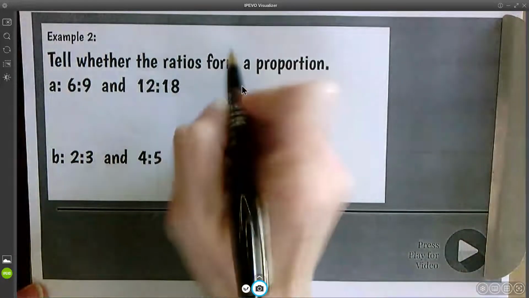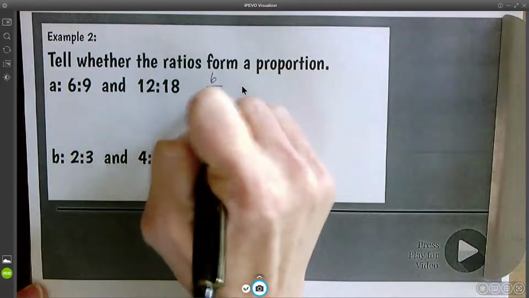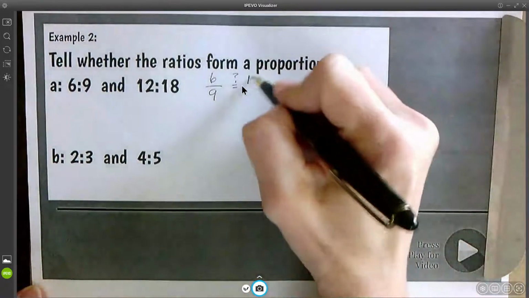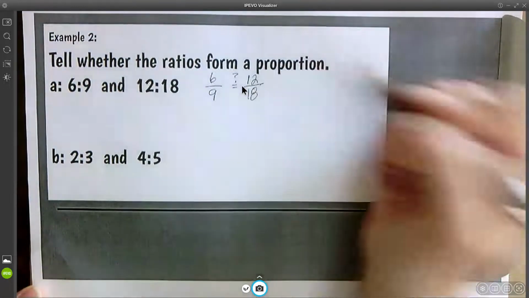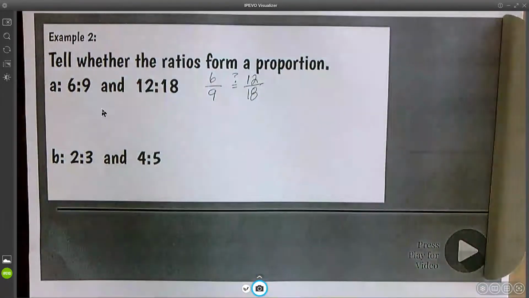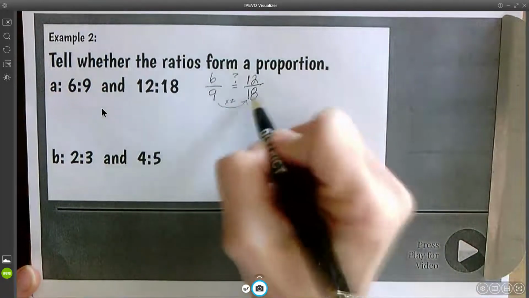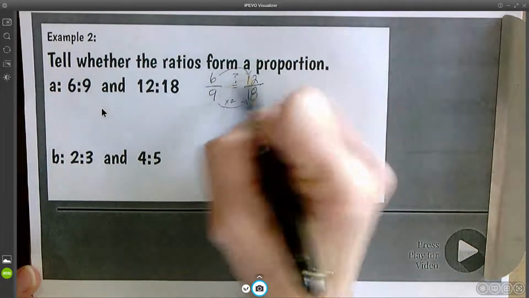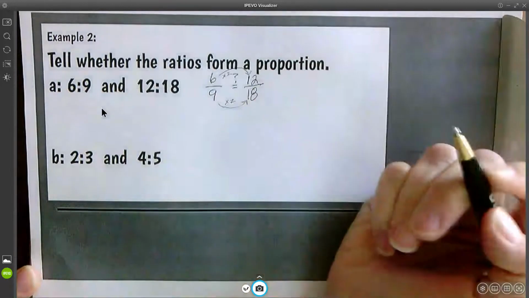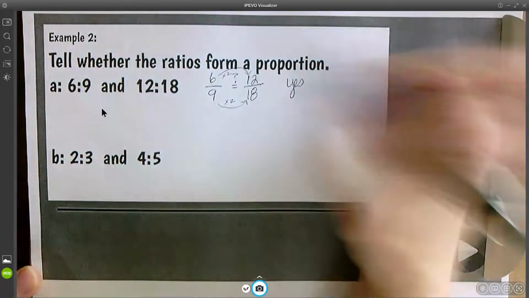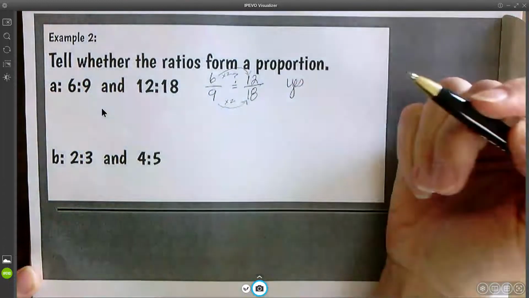I'm going to go ahead and write my ratios of 6 over 9 and ask myself, is that equal to 12 over 18? Now, I can use my math facts and see that 9 times 2 gives me 18 and 6 times 2 does give me 12. So the answer here is yes, they do form a proportion because they're both being multiplied by the same factor.